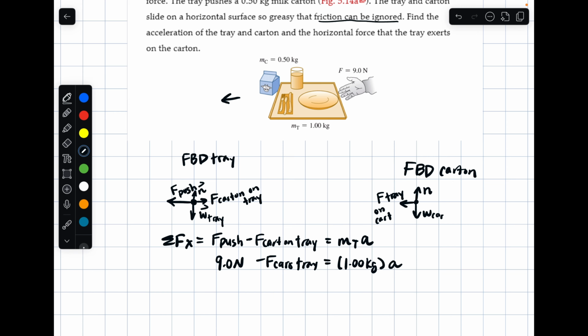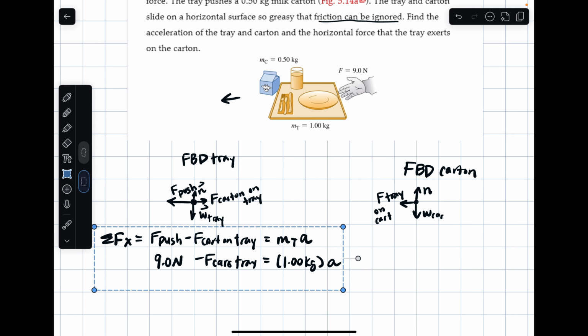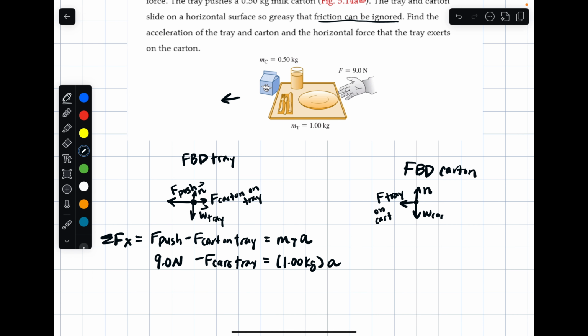So now using that free body diagram, let's construct some equations. So the sum of all the forces in the x direction are simply the tray's force on the carton, and that's equal to the mass of the carton times its acceleration. So we don't know this force. We know the mass of the carton, and we don't know the acceleration. But is there something that we know about how these accelerations are going to compare?